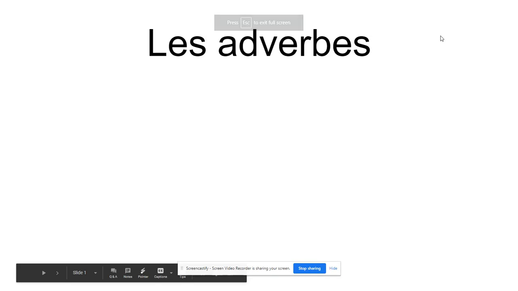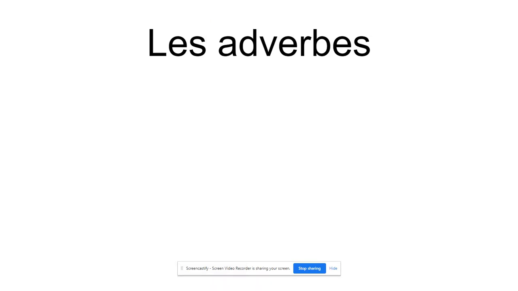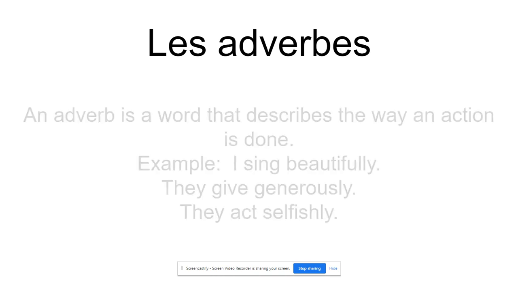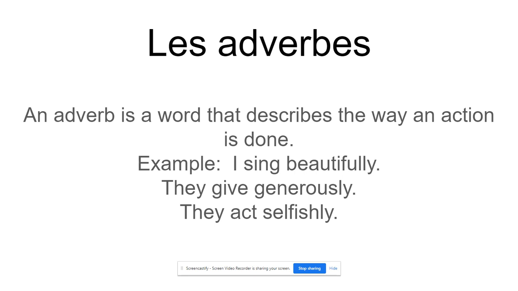All right, guys, so this is your lesson where you learn how to form adverbs. So adverbs are sort of a new thing. We have been exposed to some of them. We just did not know that they were adverbs at the time, which happens often when we're learning French. So adverbs, what is an adverb, you say? Well, an adverb is a word that describes the way an action is done.